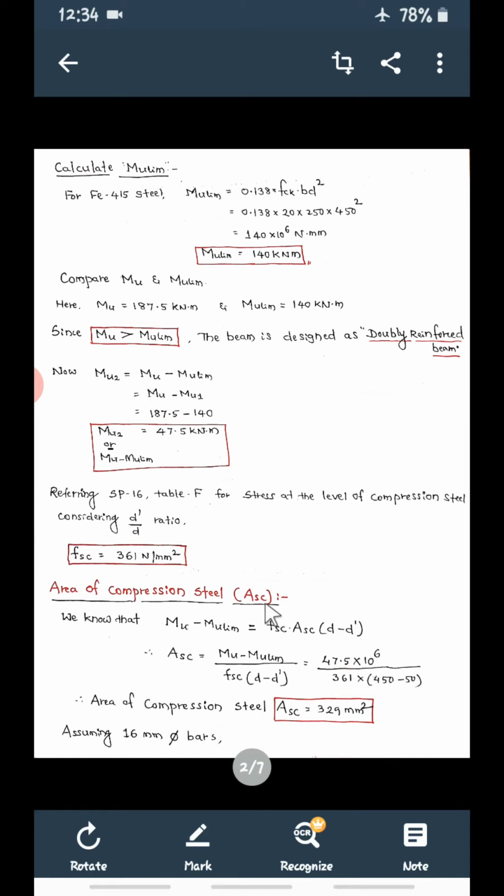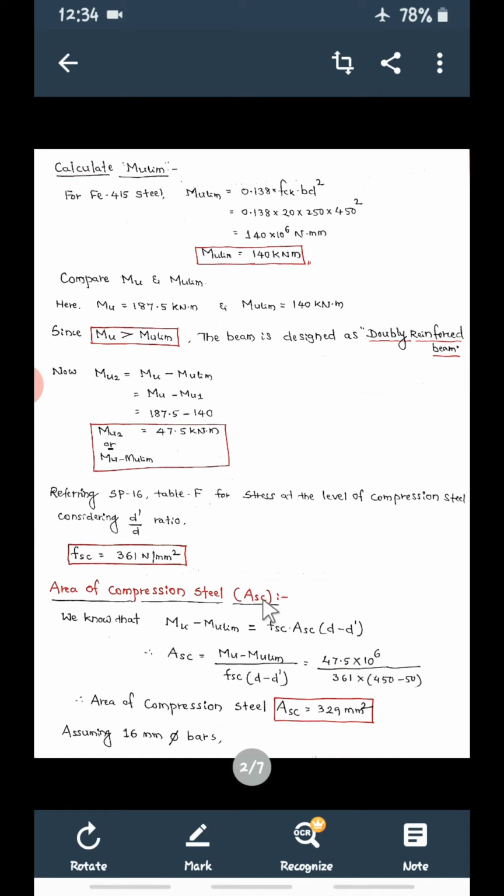Now let us calculate ASC. There will be main steel at the bottom and also main steel at the top. At the top it is compression steel ASC, and at the bottom it is tension steel AST. First calculate the area of steel required for the top, that is the compression steel ASC.